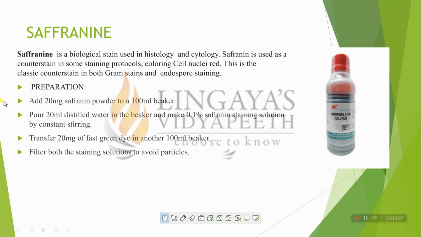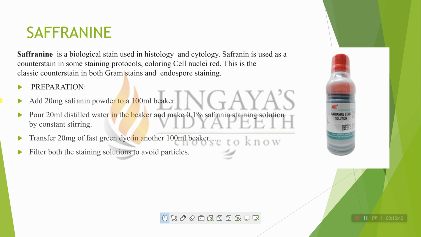Now talking about the safranin. Safranin is used as a counter stain for the gram staining. It is a biological stain. It is used in the histology as well. It is used for the cytological process also, and it is used in the bacteriology also in the gram staining. So it is used as a counter stain in almost all the protocols wherever it is used. Alright, it provides the nucleus with red color. This is the classic counter stain in both the gram stain and the endospore staining.